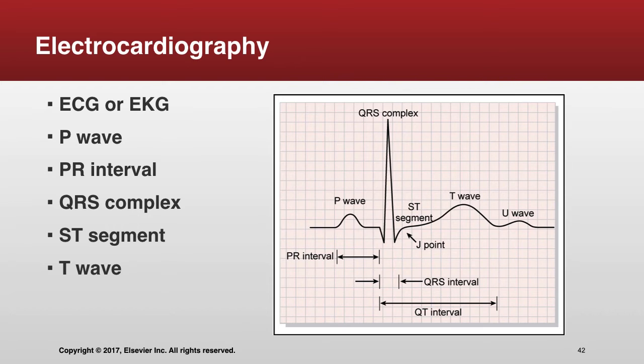And then we have the ST segment, which is the area between where the S starts and where the T ends. And finally, we have the T wave, which is that little wave after the QRS. You can see that between where the Q starts and the T ends is the QT interval, and that gives you the general view of a normal ECG.